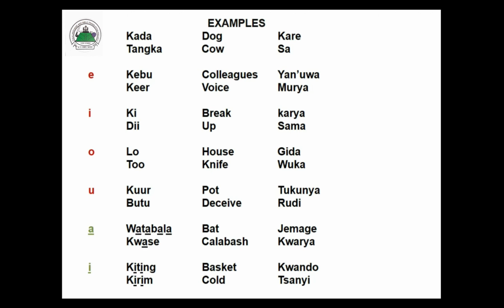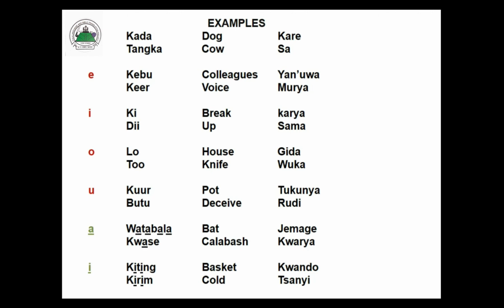Then the next vowel is O, as in the word law, which means house in English, gida in Hausa. And the next example is to, which means knife in English, wuka in Hausa. Then the next vowel is pronounced u, as in the word kur, which means pot in English, tukunya in Hausa. And the next one is pronounced butu, which means deceive in English, rudi in Hausa.